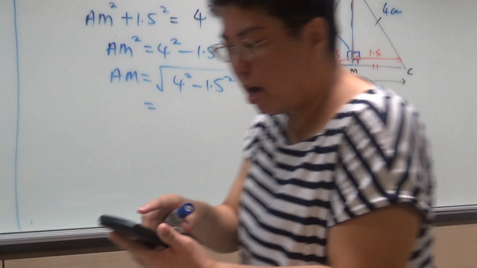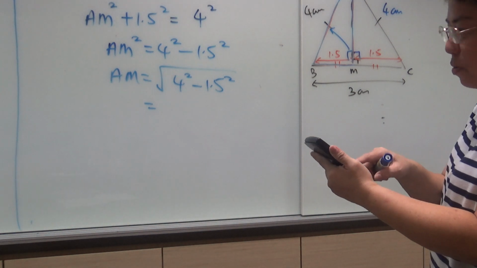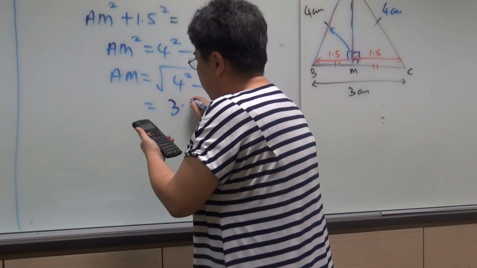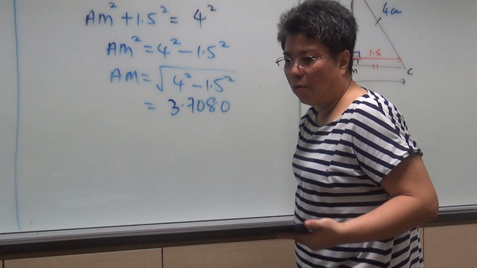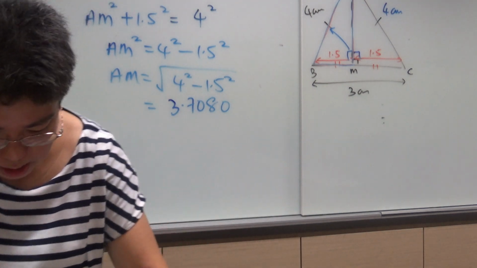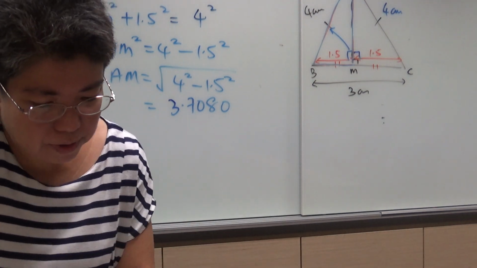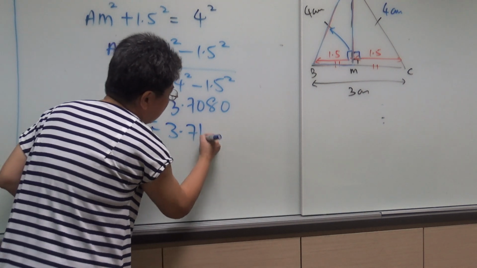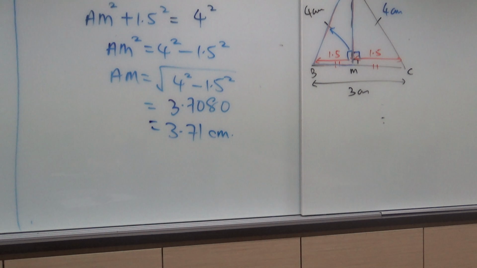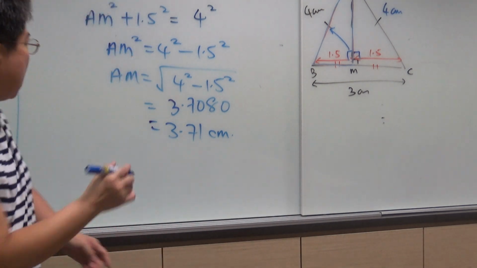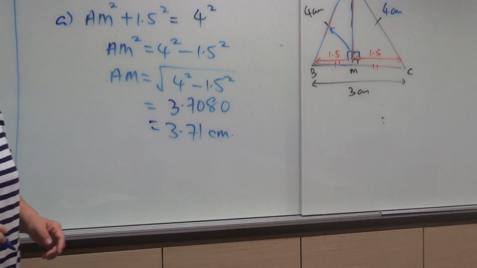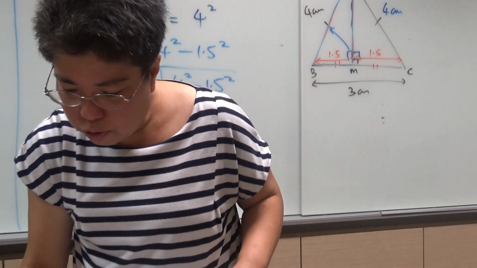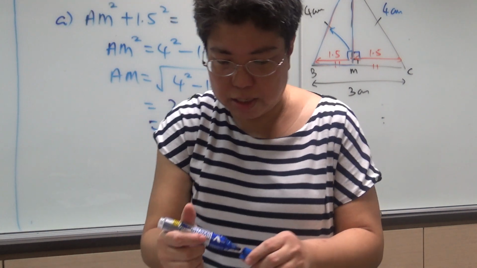So, let us find out this answer. 4 squared minus 1.5 squared. It will give me 3.7080 to 5-figure truncate. Okay, to 5-figure truncate. Now, final answer is 3.71 cm. That will complete our part A. Now, let's look at part B. What did they say? Part B says to find the area of the isosceles triangle.